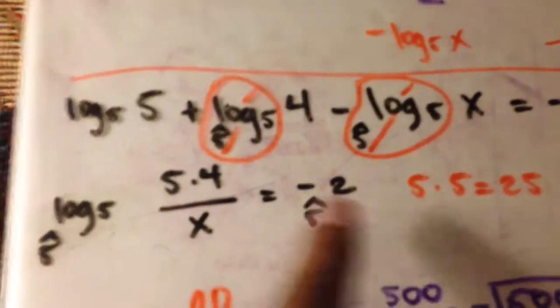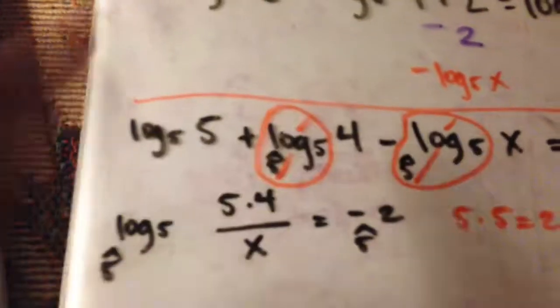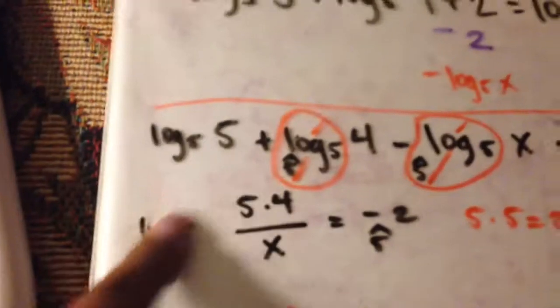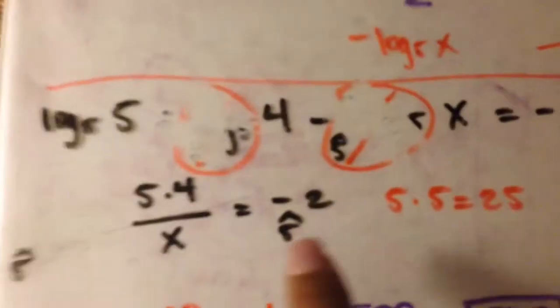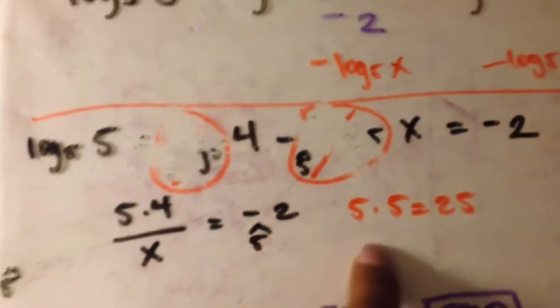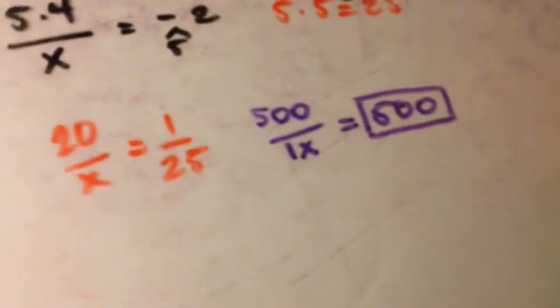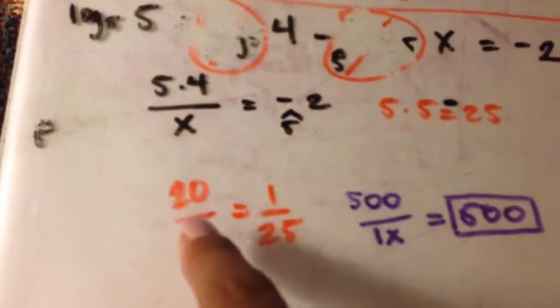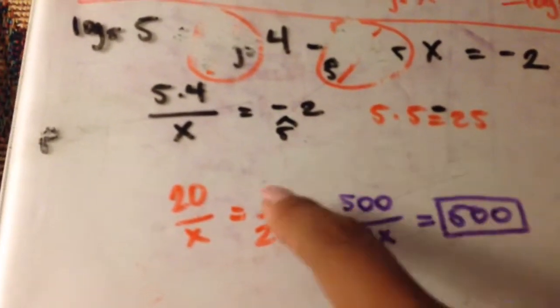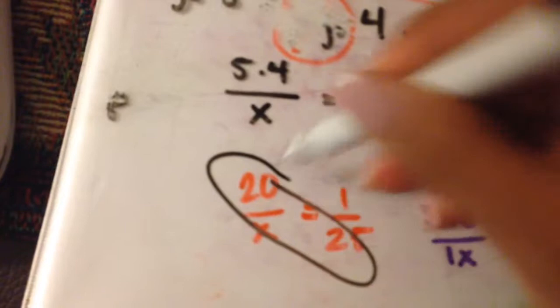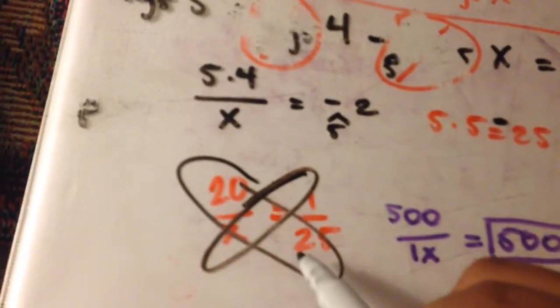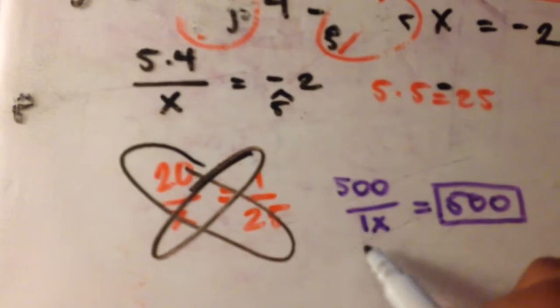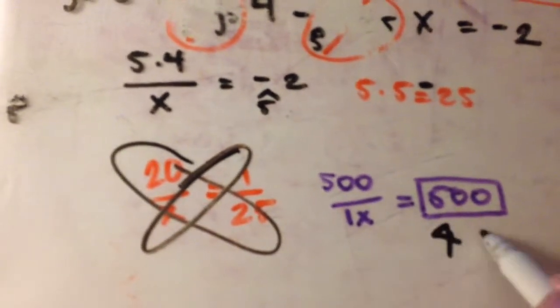Now we want to get rid of this log that we had to drop down here. So again, base of 5, get rid of it. And then that becomes 5 to the 2, so 25. And it's actually negative because it's like negative 2. So 5 times 4 is 20 over x equals 1 over 25. So then we cross multiply. 20 times 25 is 500. 1x equals 500. That is your answer.